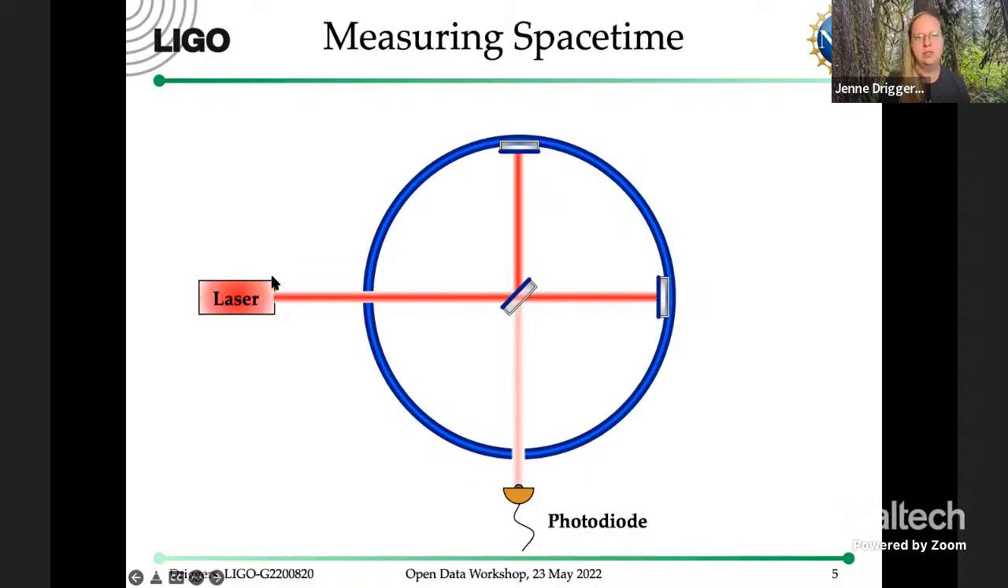And using this laser, we can send and split the beam in half, 50% will go one way and 50% will go the other way. And then as these mirrors move, it will create an interference pattern here at the beam splitter. The light will recombine and go towards a photodiode. And on this photodiode, we will measure how much light is here. And that tells us about the interference pattern, which holds information about how space-time is changing, how space-time is moving.